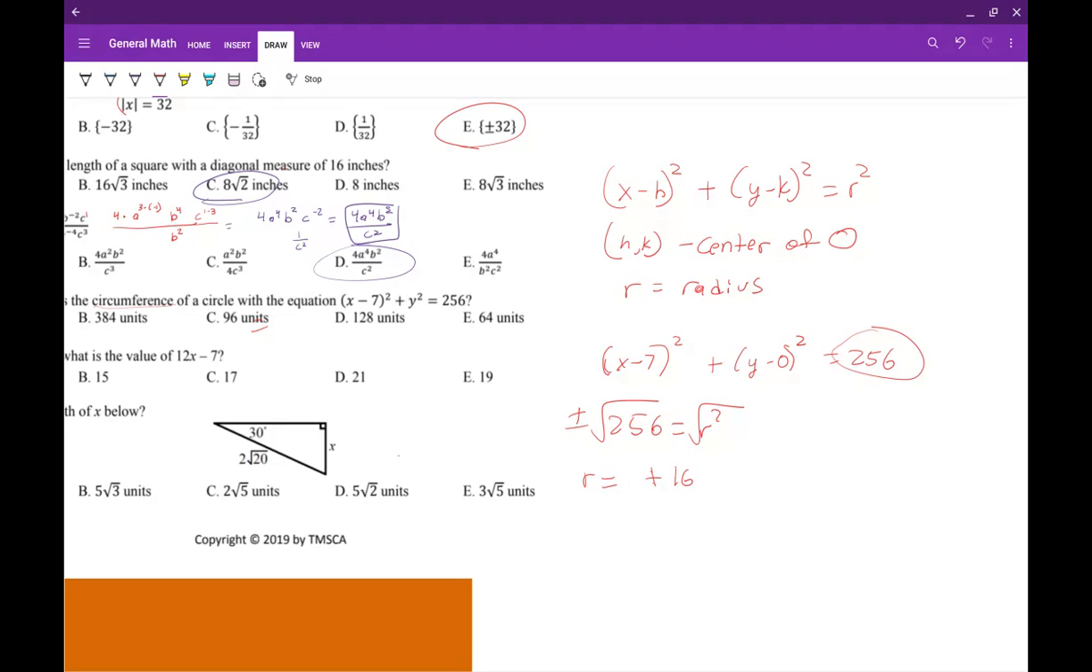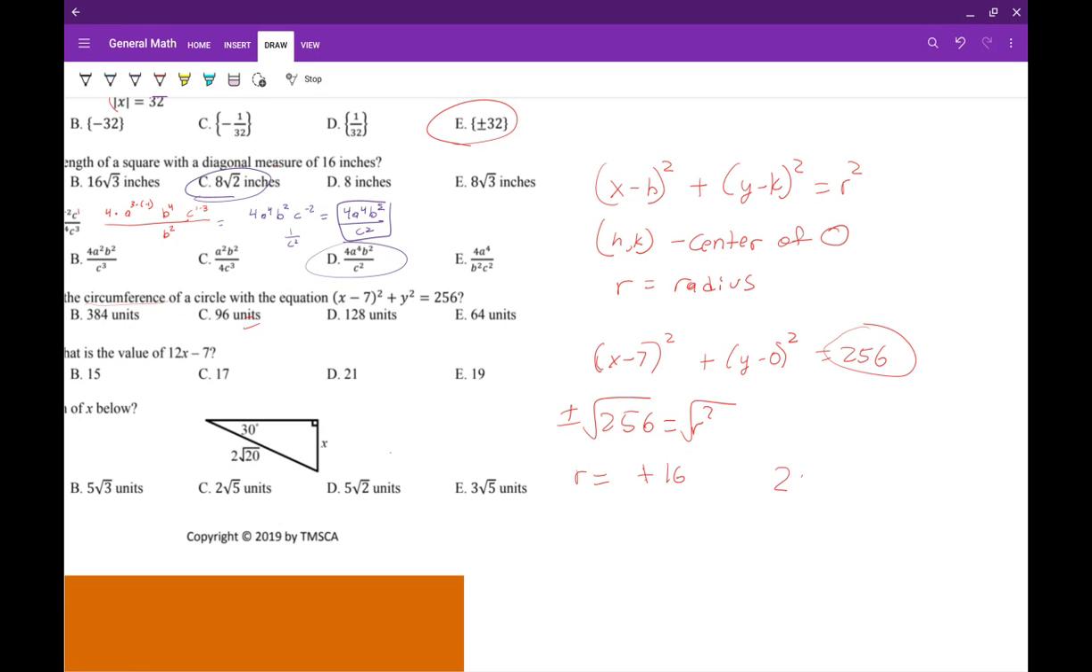So what does this mean? It's asking for the circumference. The formula for the circumference is 2 pi r. We know pi is 3, and we know the radius is going to be 16. So that's going to be 96. 96 will be your circumference when you multiply. That is answer choice C. And then from this equation, you know that the center of the circle lies at the coordinate (7, 0). Okay?